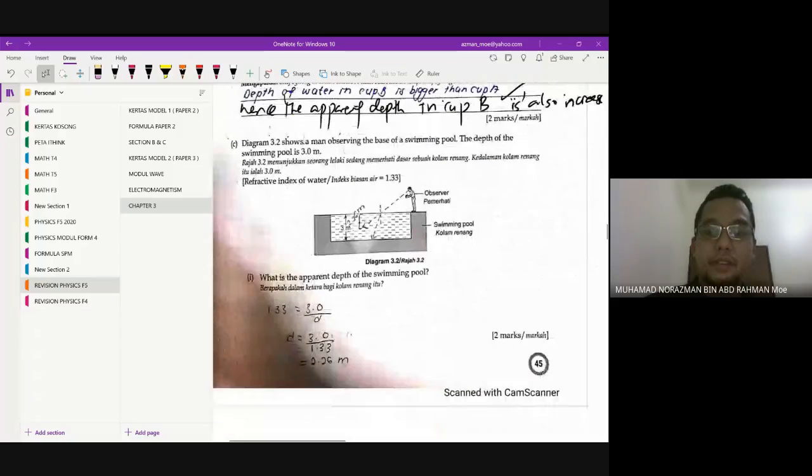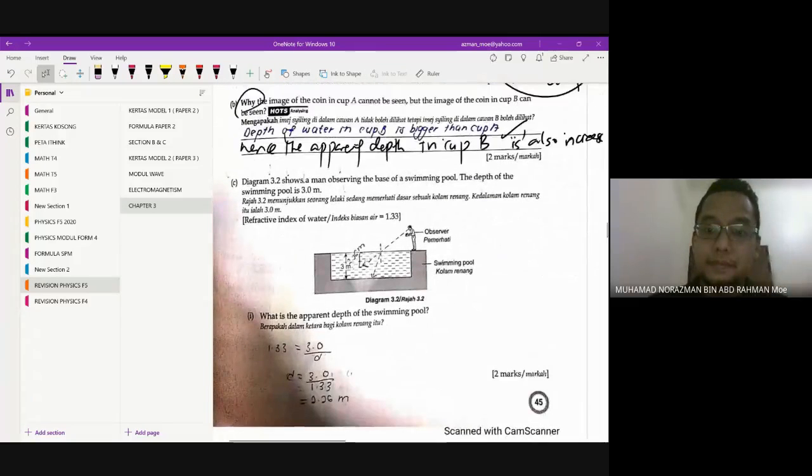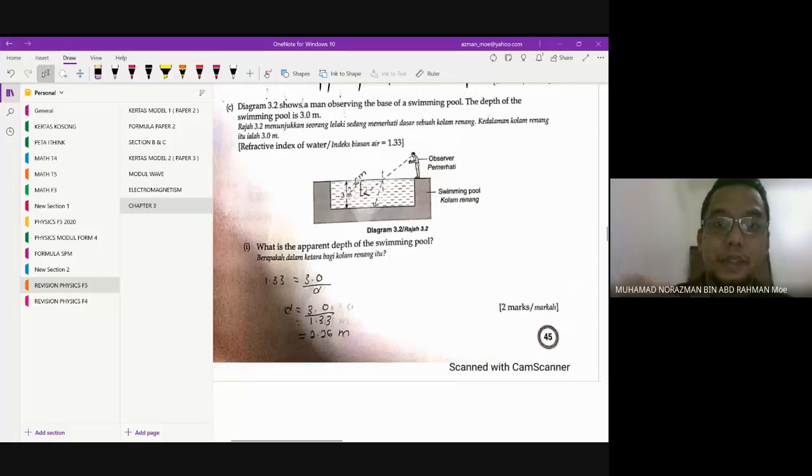Okay, question C. Okay, this is a calculation. Okay, calculation, cikgu tengok, oh no problem, semua boleh jawab. The depth of the swimming pool is 3 meter. What is the apparent depth? Refractive index of water is 1.33. So ni no problem lah.